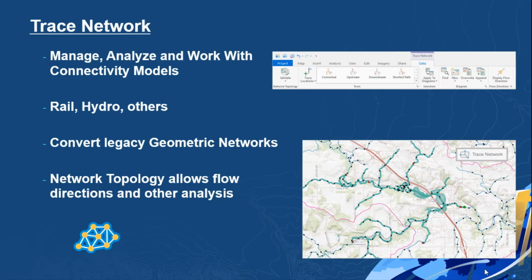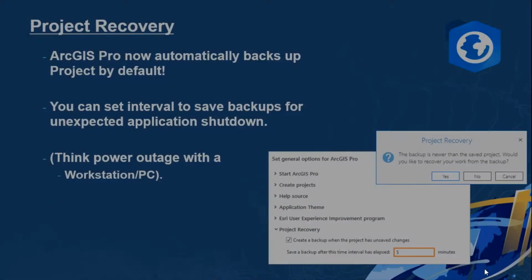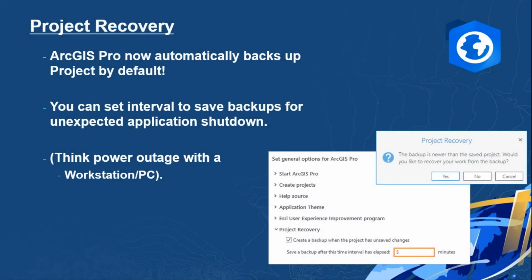Another improvement in ArcGIS Pro 2.6 is in project recovery. With project recovery, you can automatically back up your open project at a specified interval in minutes. The backup process does not interrupt your work or slow down the performance of ArcGIS Pro. You can continue to save the project manually whenever you want. Now, if ArcGIS Pro shuts down unexpectedly, the backup project will contain a snapshot of your recent work.